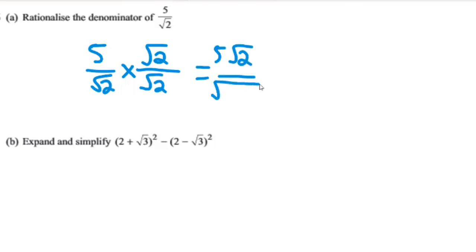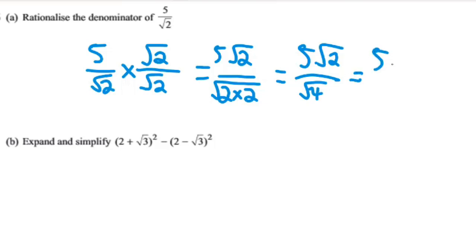Here, if we're doing root 2 times root 2, that's just like root of 2 times 2, kind of in the reverse of what we were doing in the previous part, which will become 5 root 2 over root of 4, and we know the square root of 4 is just going to be 2. So this would be the rationalized form.